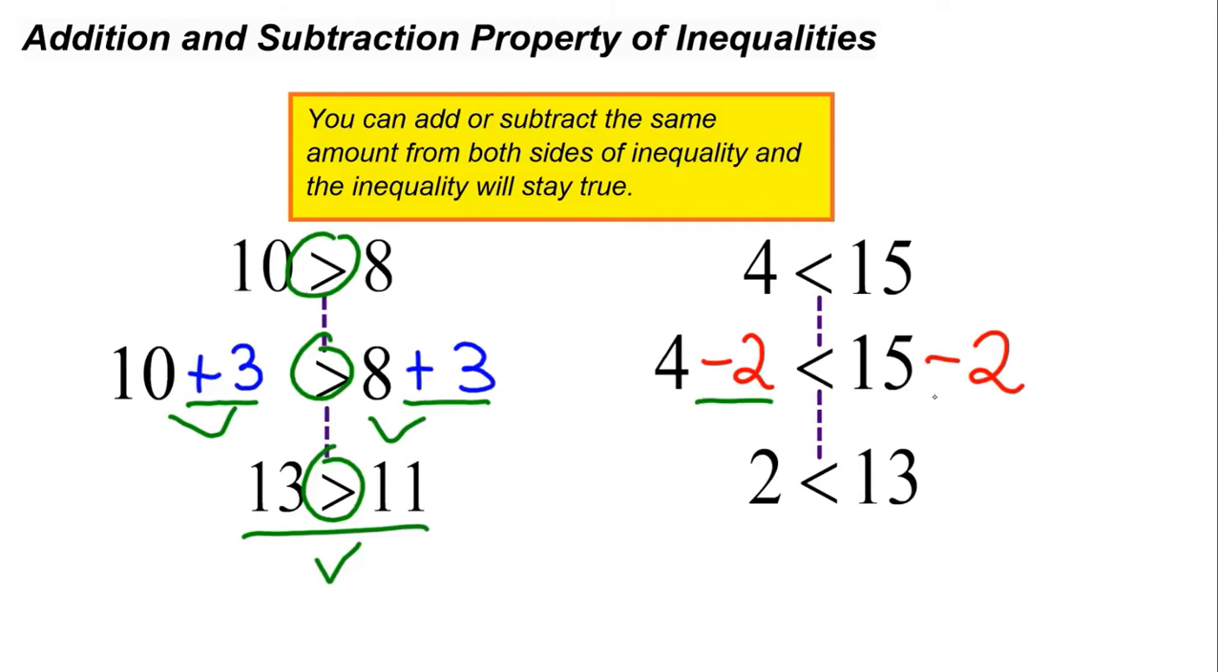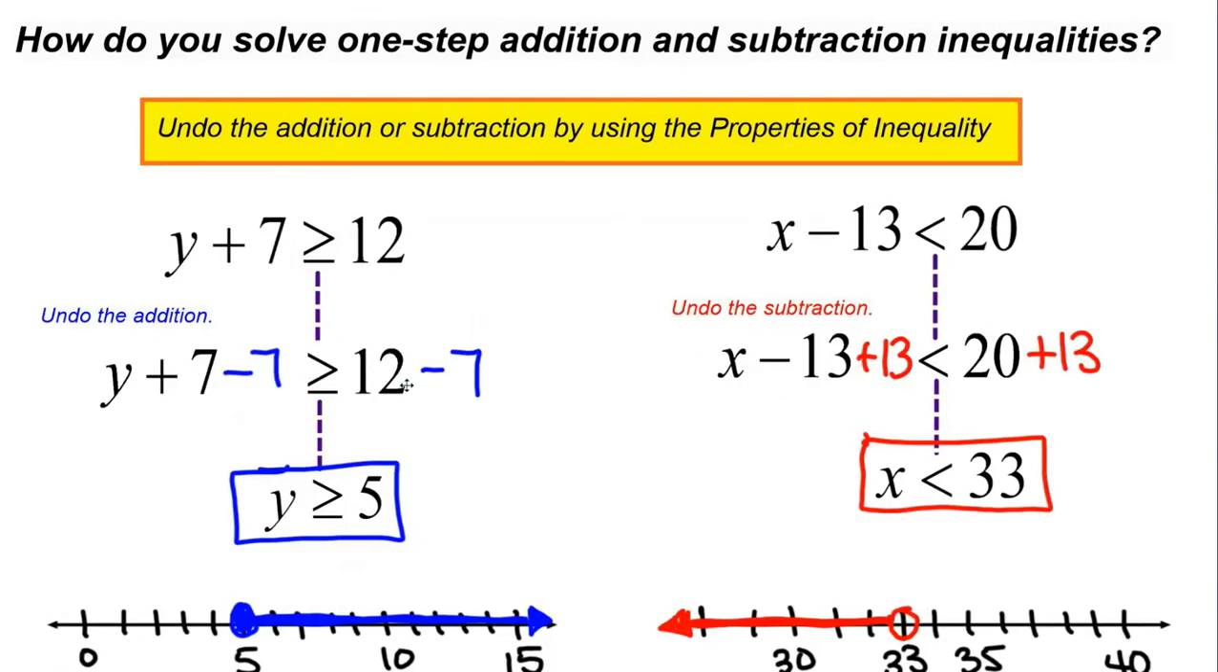Here I subtract 2 from both sides of this inequality. I started with 4 is less than 15, and then I subtract 2 from both of those numbers, and I get 2 is less than 13, which is still true. So this inequality remains true throughout this whole process. So we know now that we can add or subtract the same thing to or from both sides of an inequality, and it's still going to be true. So we can use it to solve problems like this.